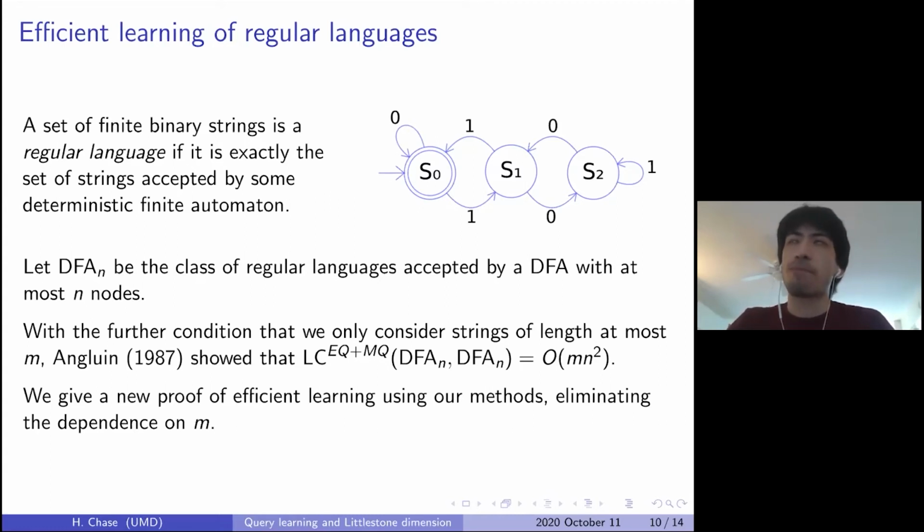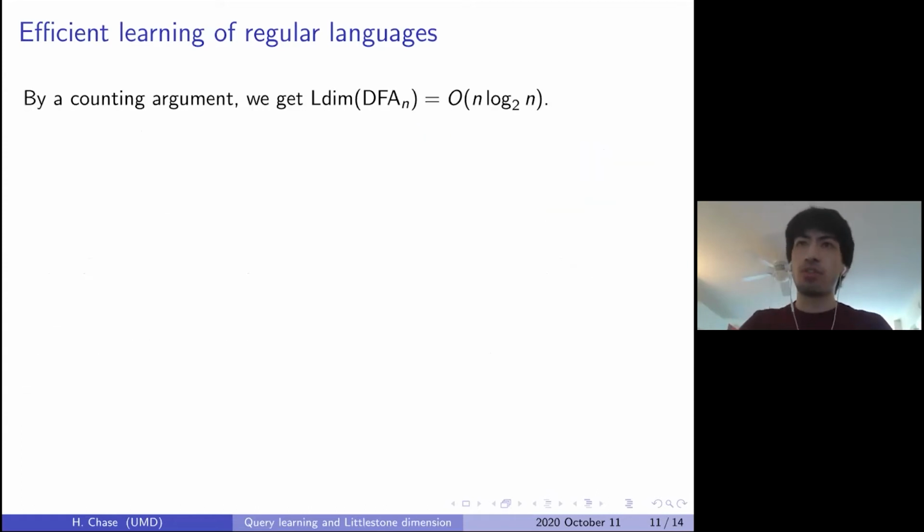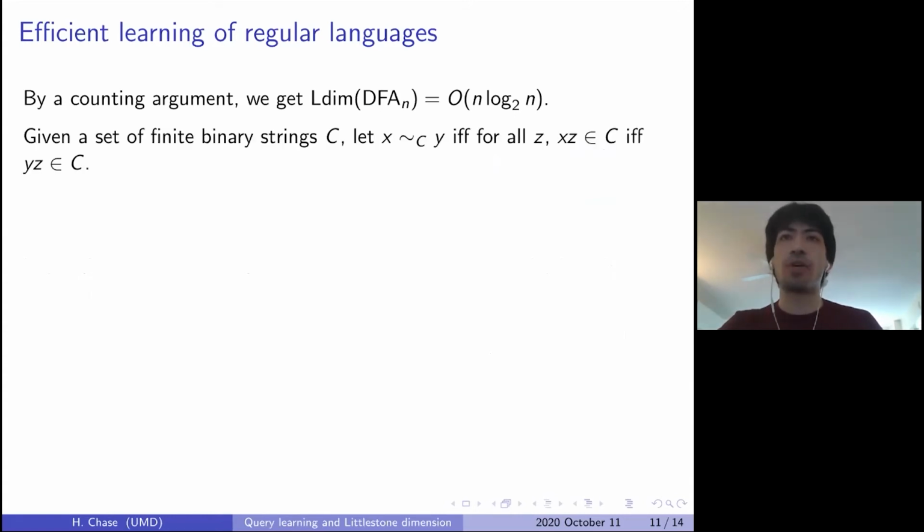So using our techniques, we need to give bounds on Littlestone dimension and consistency dimension. Littlestone dimension here is not especially interesting. We just use a straightforward counting argument. Consistency dimension is a little bit more subtle.